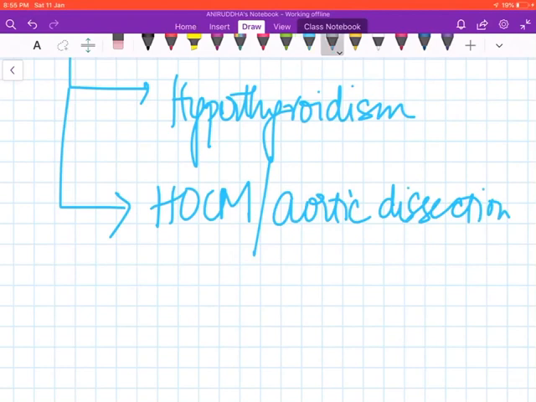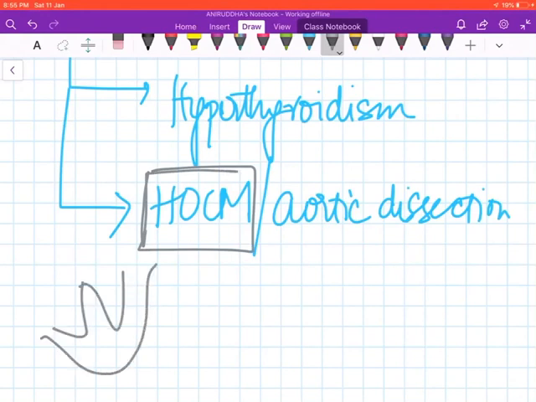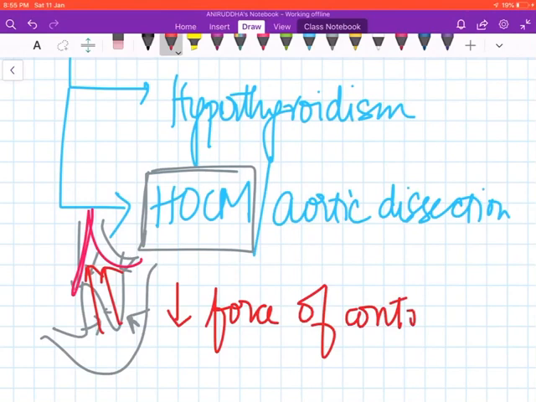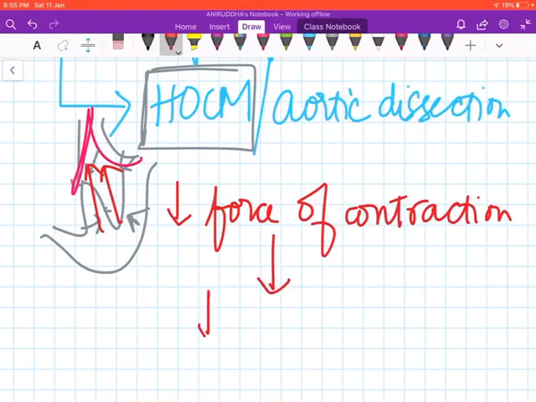Now, why is that? What happens in HOCM is that due to hypertrophy of the cardiac muscles, when they contract, the left outflow tract becomes so narrow that it is blocked, and hence blood cannot pass. So when we give beta blockers, there is decreased force of contraction due to beta 1 blockade, and hence this will lead to decreased obstruction.